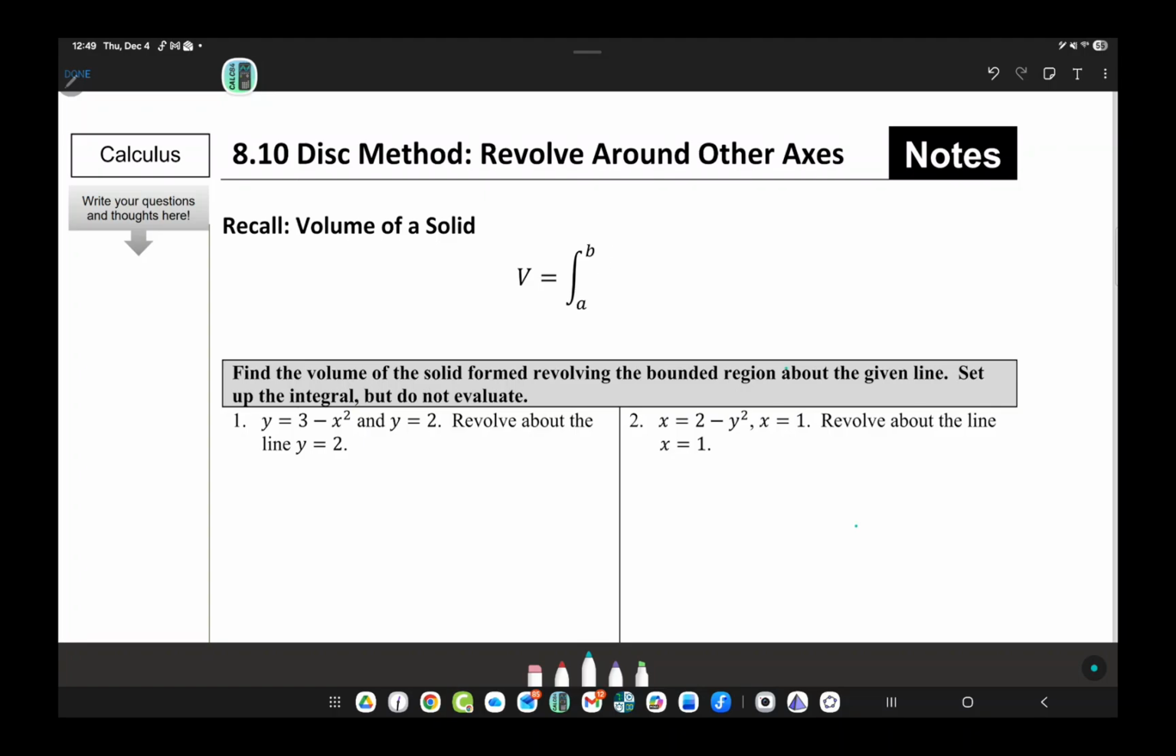So recall the formula for volume of a circle is pi times the radius function squared dx, which we use when we are revolving around the x or y axis. Now, we're still going to use this formula here, but it's going to change a bit. Okay, so let's show you what we mean by when it changes a bit.